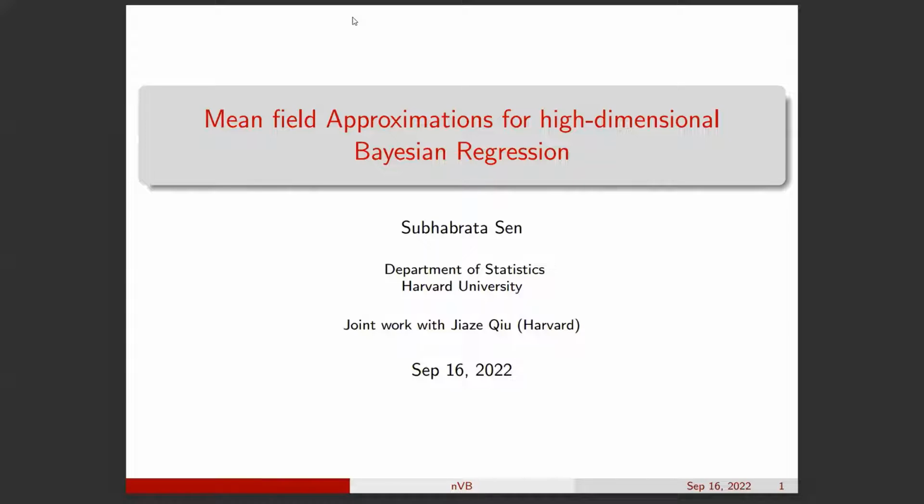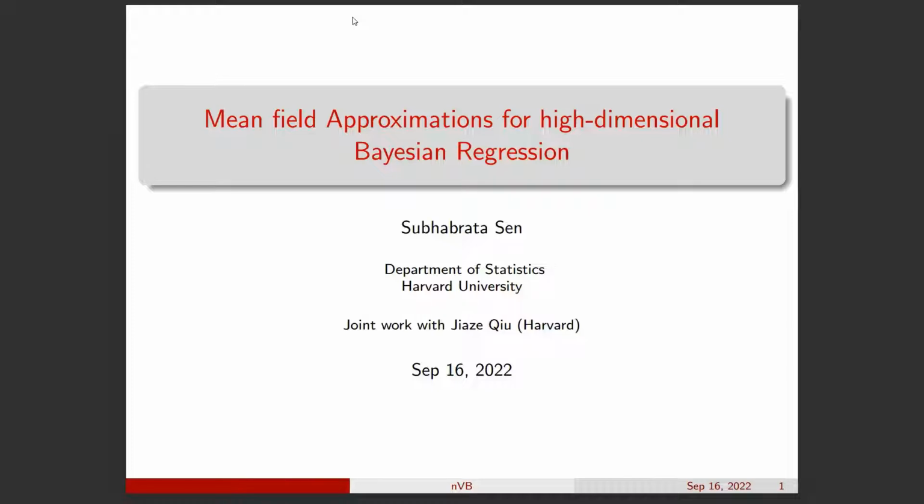Thank you so much for the invitation. Thank you, Abhishek, for the very, very kind introduction. So I'm super excited to be here and to be talking about some of my recent work on mean field approximations for linear regression. This is particularly exciting for me because there are many eminent experts in this area in the audience here today, so I'm sure I'll be learning a lot as we go along.